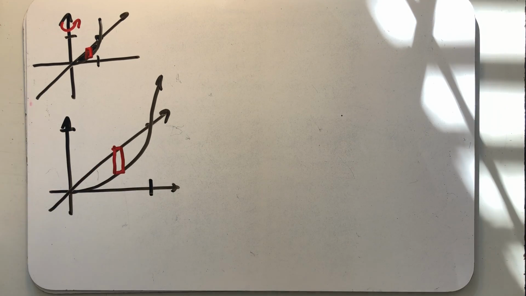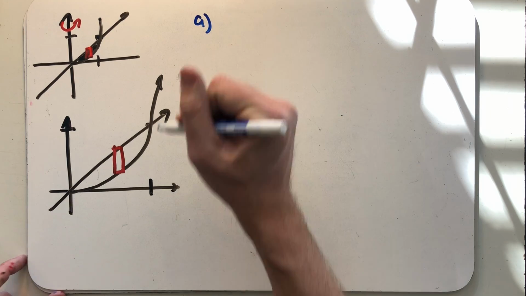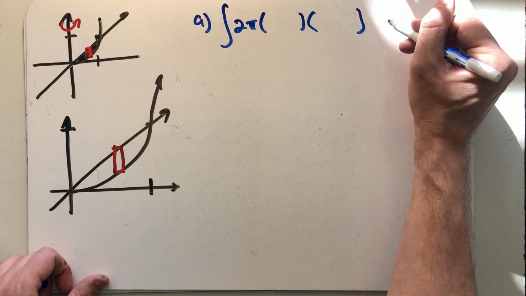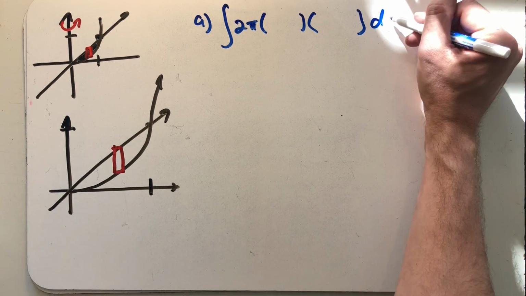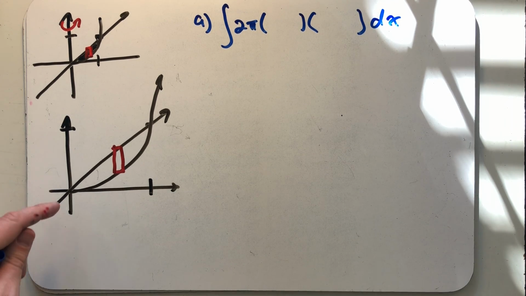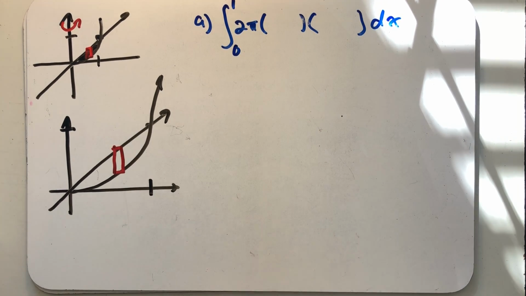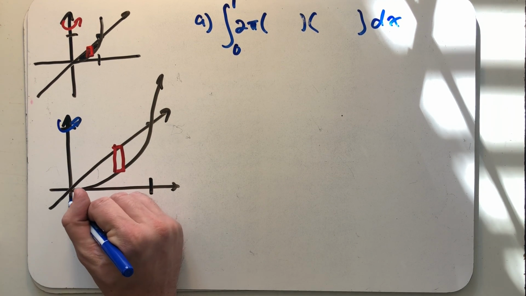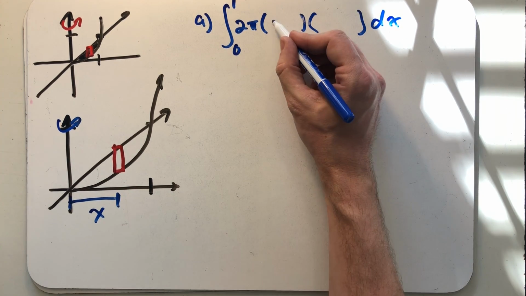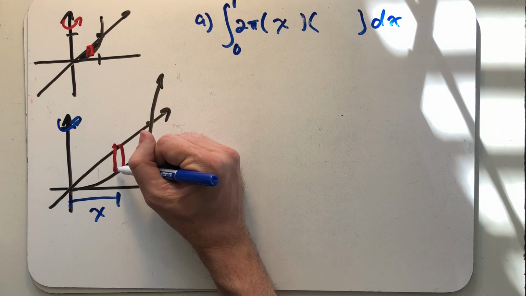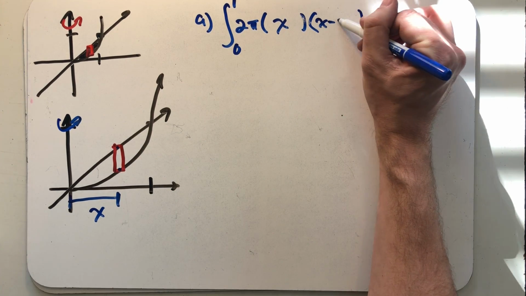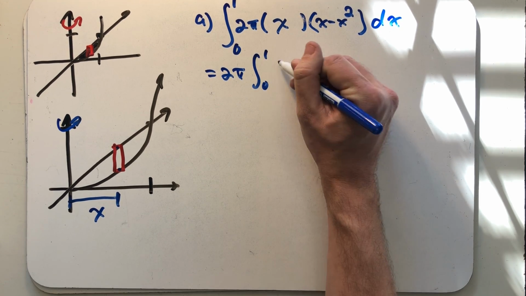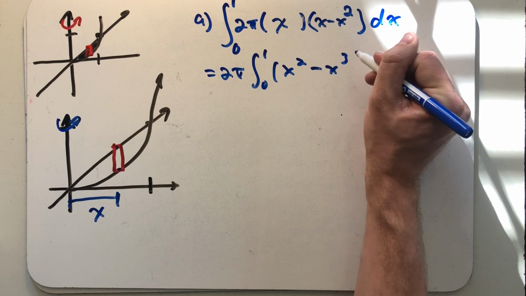So for the shell method here in part A, I'll be integrating 2 pi times a shell radius times a shell height, and I'll be revolving around the vertical axis, so I'll be integrating with respect to x. Well, my x's start at 0 and stop at 1, so there are my bounds. I'm revolving around the y-axis, so the shell radius is just an x value, and the shell height is a difference between the two functions. So not too challenging of a definite integral to evaluate.